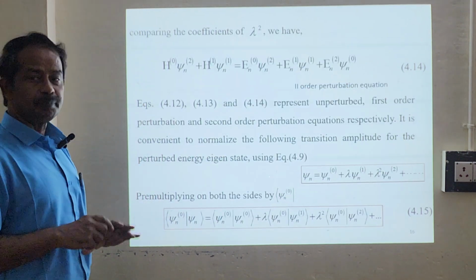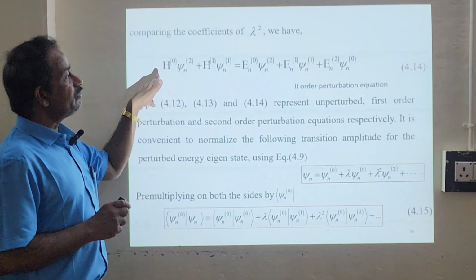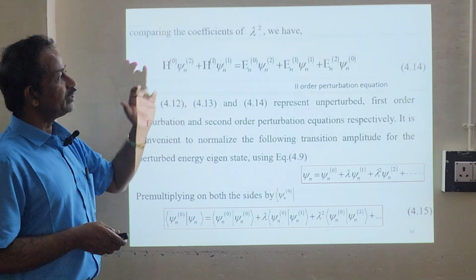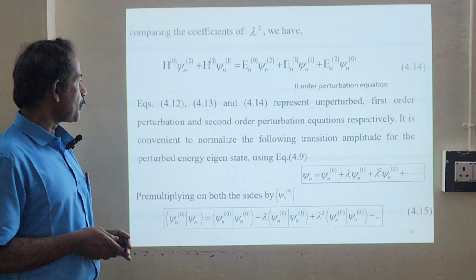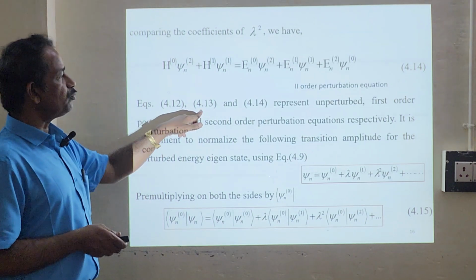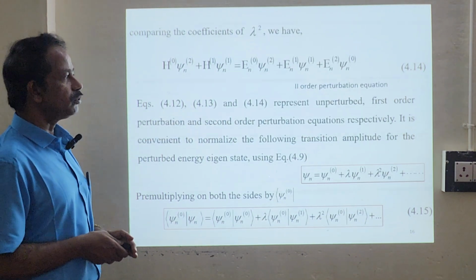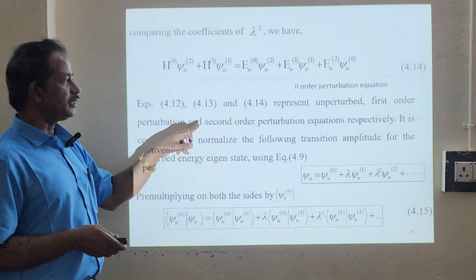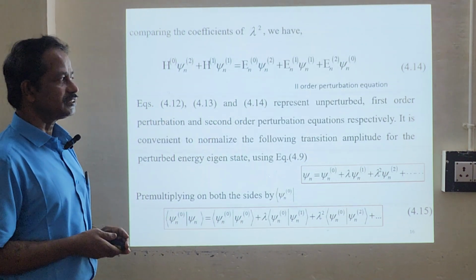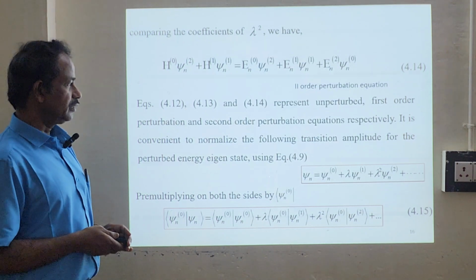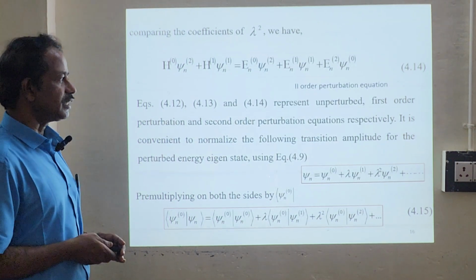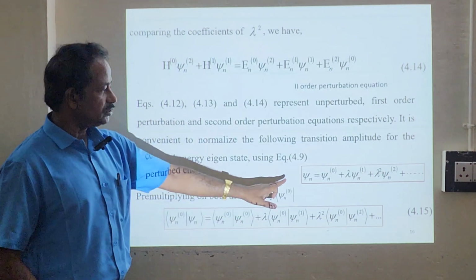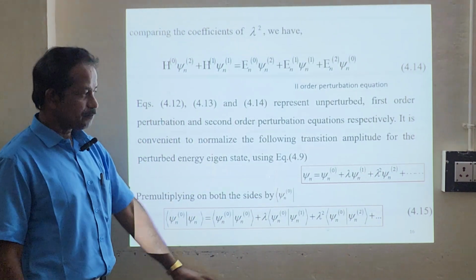Similarly, you can go for comparing lambda squared on both sides. We will get the second order perturbation equation, and it goes on. So equations 4.12, 4.13 and 4.14 are termed as the unperturbed, first order and second order perturbation equations respectively. It is convenient to normalize the following transition amplitude. We are going to look into this now using equation 4.9. Now this is your equation 4.9.